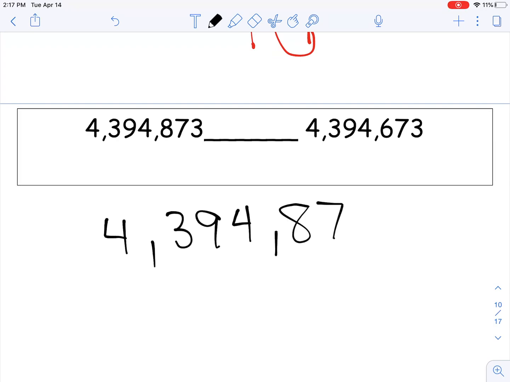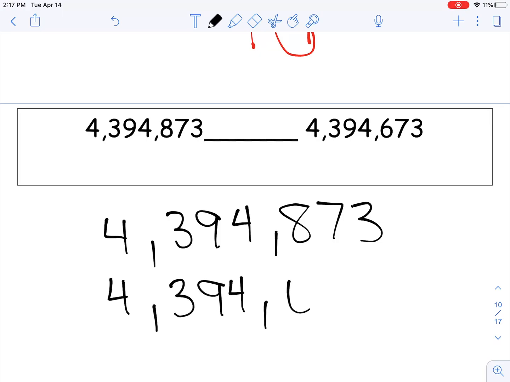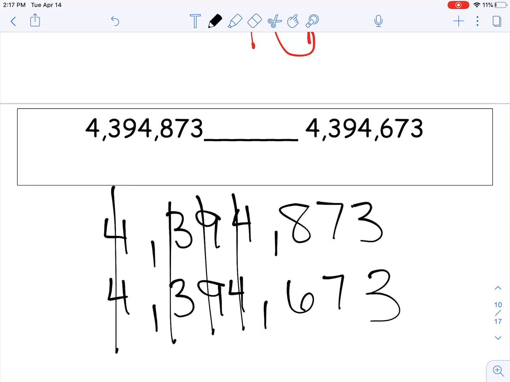Next one. First number on top. Second number on bottom. Everyone has a partner, so I don't need a placeholder. Same, same, same, same, different. 8 is bigger than 6, greater than 6, so I'm going to use that greater than sign.